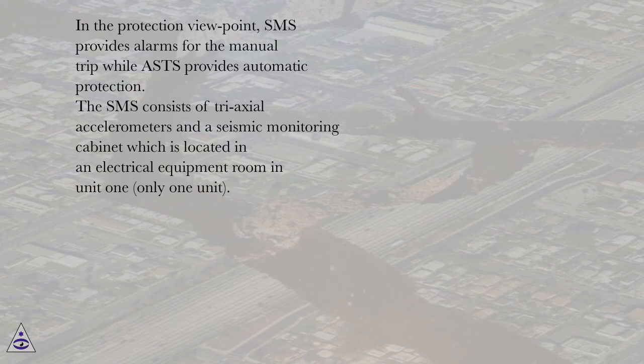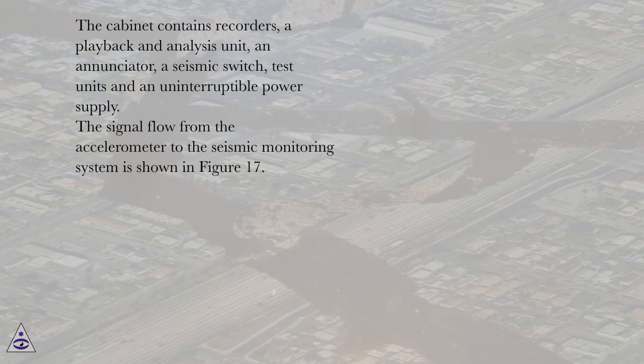The SMS consists of triaxial accelerometers and a seismic monitoring cabinet, which is located in an electrical equipment room in Unit 1, only one unit. The cabinet contains recorders, a playback and analysis unit, an annunciator, a seismic switch, test units and an uninterruptible power supply. The signal flow from the accelerometer to the seismic monitoring system is shown in Figure 17.